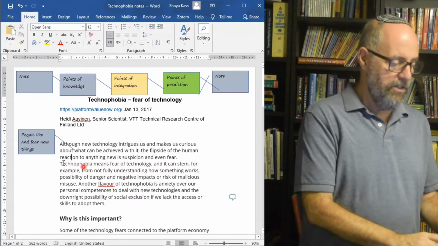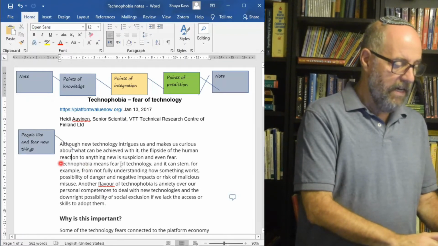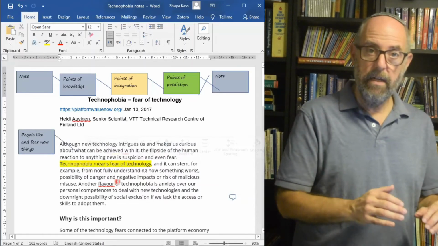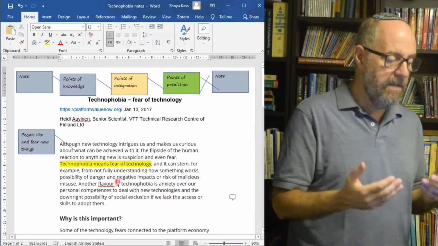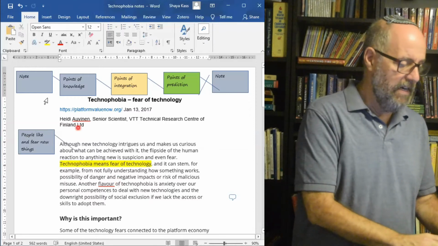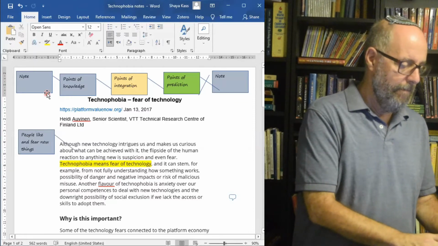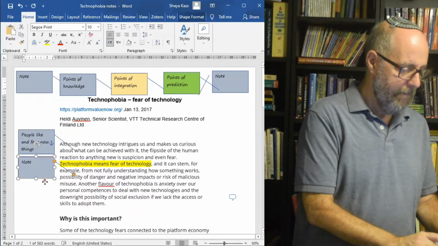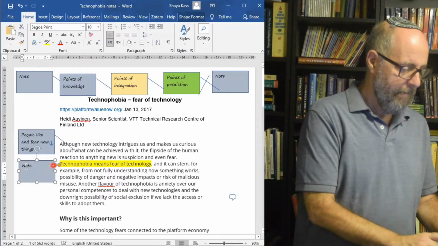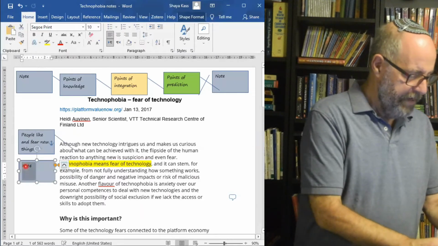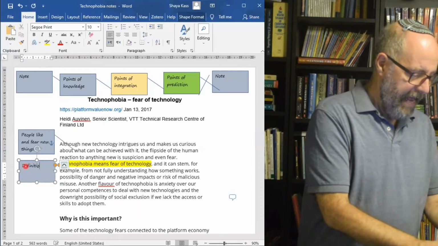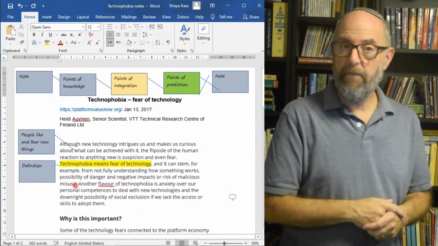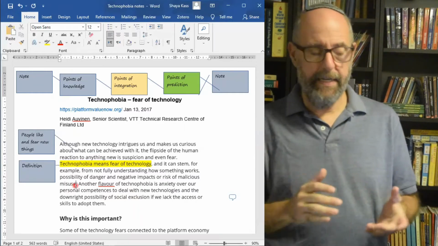Technophobia means fear of technology. So this I'm going to highlight because this is a definition of what we saw in the title. It tells me exactly what technophobia means. It's a fear of technology. So now if I have to go back later and write my summary of this article, I know exactly where to find the definition. It says it right on the side, and it's highlighted.